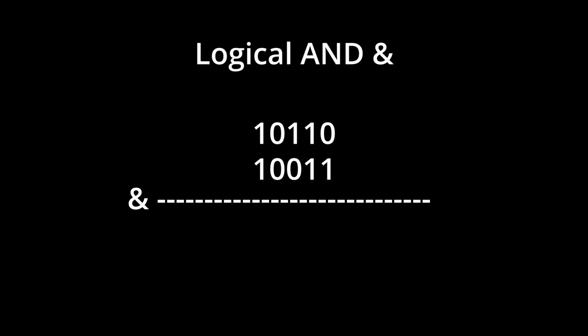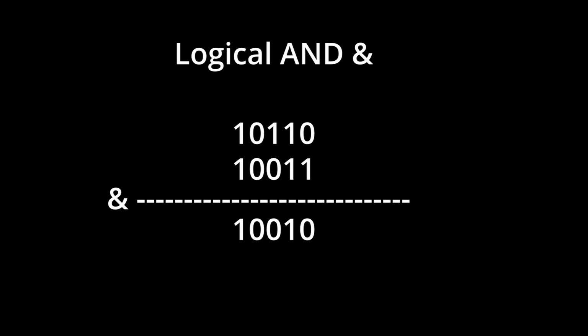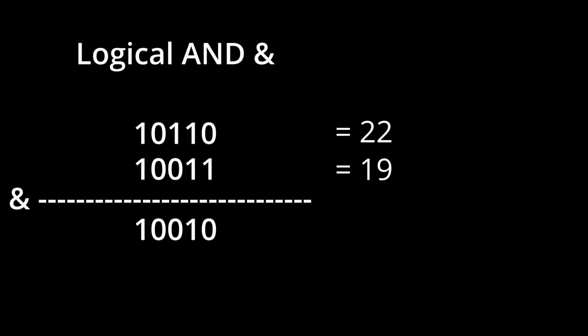This time we do not write a 1 if at least one of the input numbers is 1. We write 1 if both input numbers at the same spot are 1. 0 and 1 is 0, 1 and 1 is 1, 1 and 0 is 0, 0 and 0 is 0, 1 and 1 is 1. If we convert this back to decimal numbers, we get 22 logical AND 19 is 18.